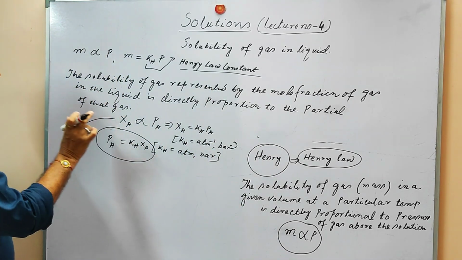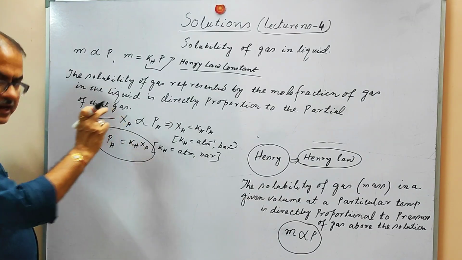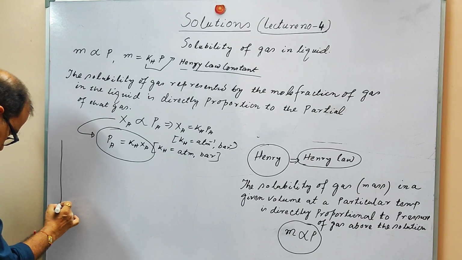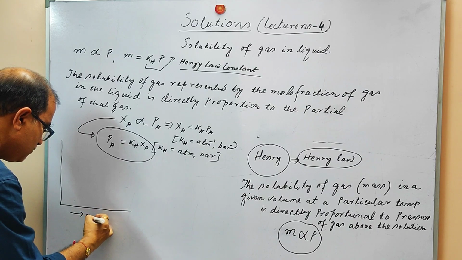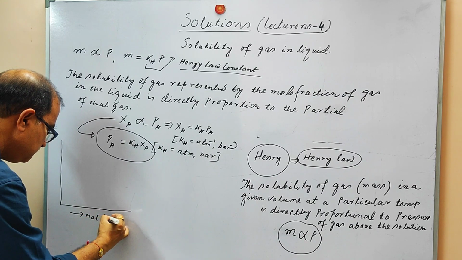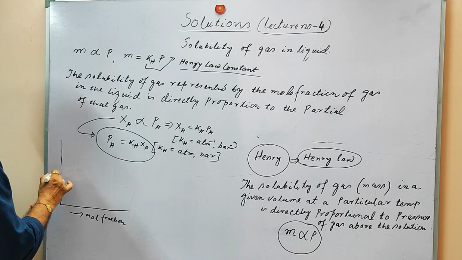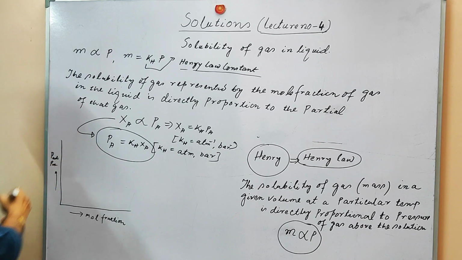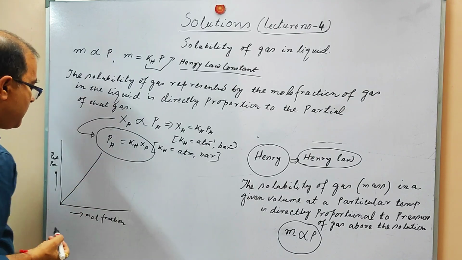And if we make a curve with this partial pressure and this mole fraction, what will we find? We will find this type of curve. In the x-axis, we are plotting mole fraction. In the y-axis, we are plotting the partial pressure. So what will we find? We will find that this curve is a straight line.